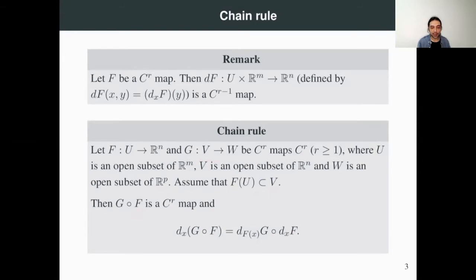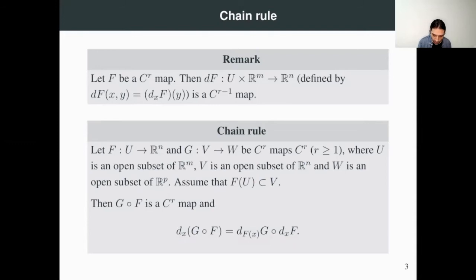But the situation is even better. We can actually calculate the differential of the composition at a point x and relate this differential of the composition at x with the differentials of f at x and of g at f(x). And what we have is the chain rule. The differential of g composed with f at x is the composition of the differential of g at f(x) and the differential of f at x.